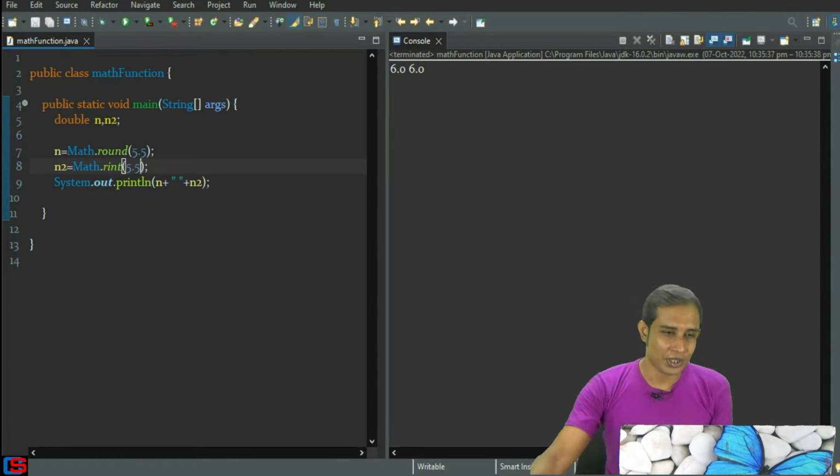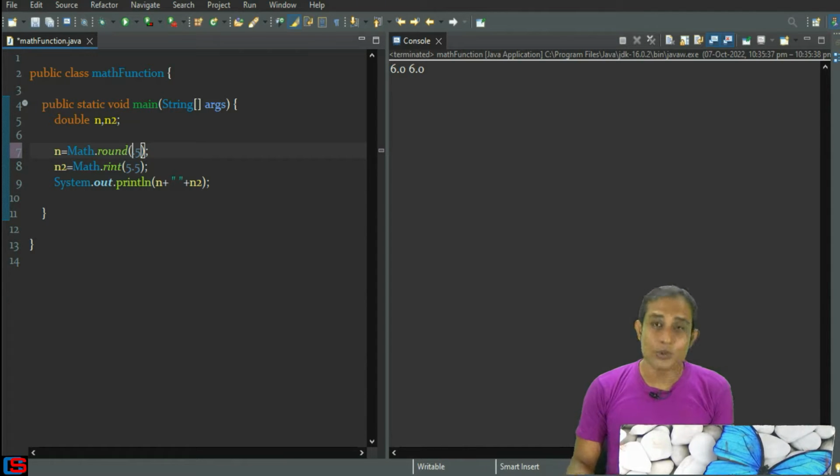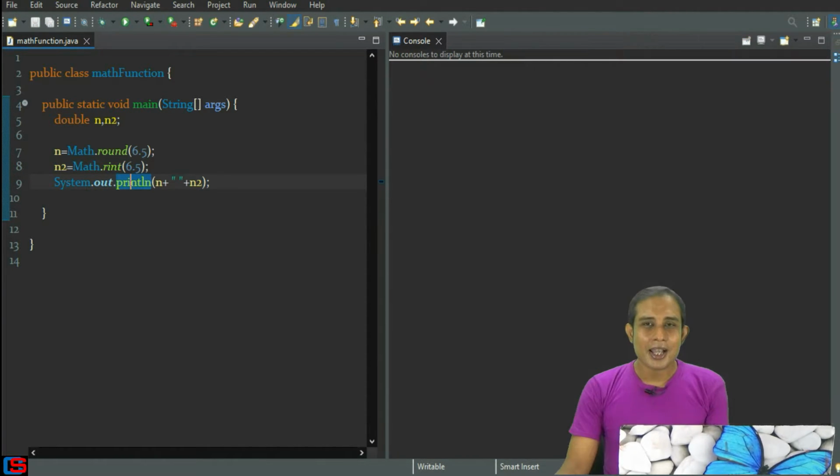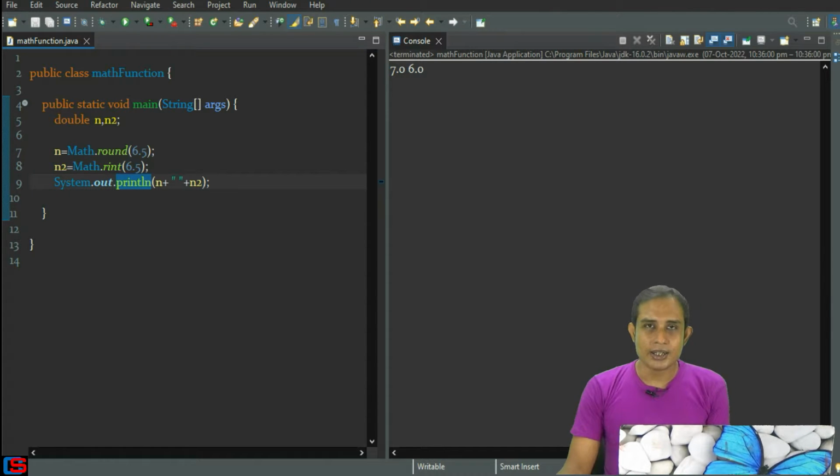There is the twist, and the twist is here. How? Suppose I change the value to 6.5. Okay, now let's see what happened. In the case of the round function, it returns 7, which is completely normal. But in the case of the rint function, it returns 6.0, not 7.0.